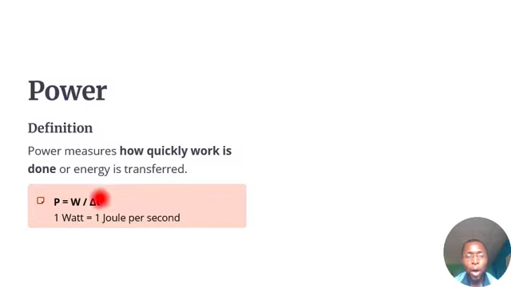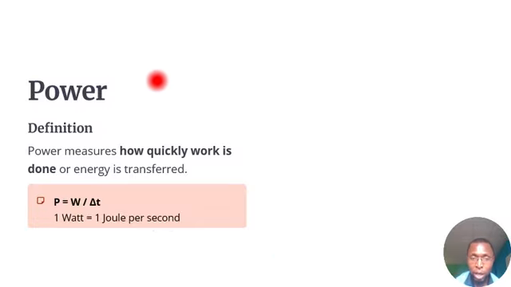So by formula, power is work over time, as you will see in this formula here. Power equals work over change in time, and the unit of power is watt, where 1 watt equals 1 joule per second. In other words, another unit for power aside from watt is joule per second. So any of the units are correct.